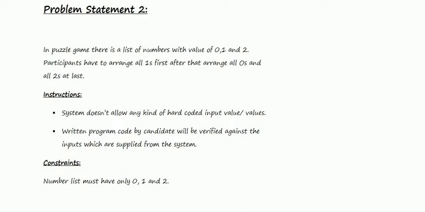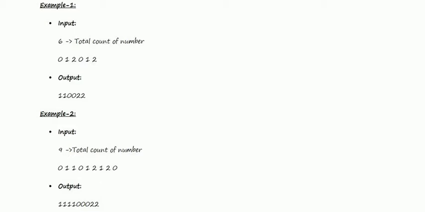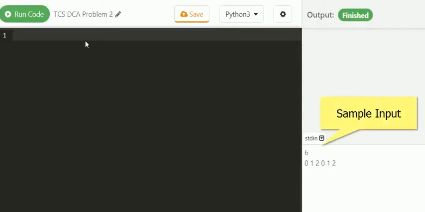Constraints: the number list must have only 0, 1 and 2. These are the sample test cases provided. The input has 2 lines. The first line has the length of the array, and the second line has space-separated integers. Our task is to arrange the numbers of the array such that all ones are printed first, then zeros, and then twos.